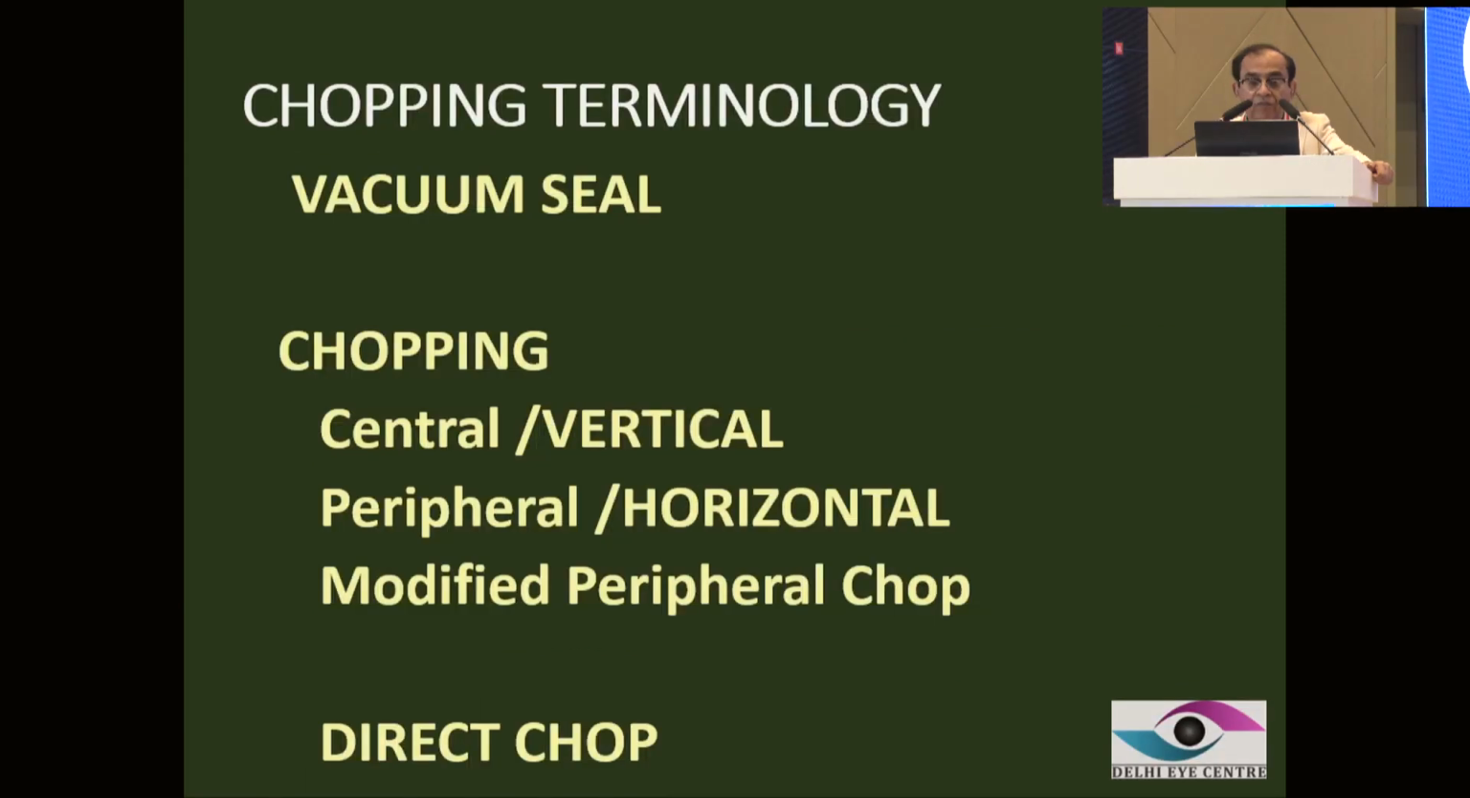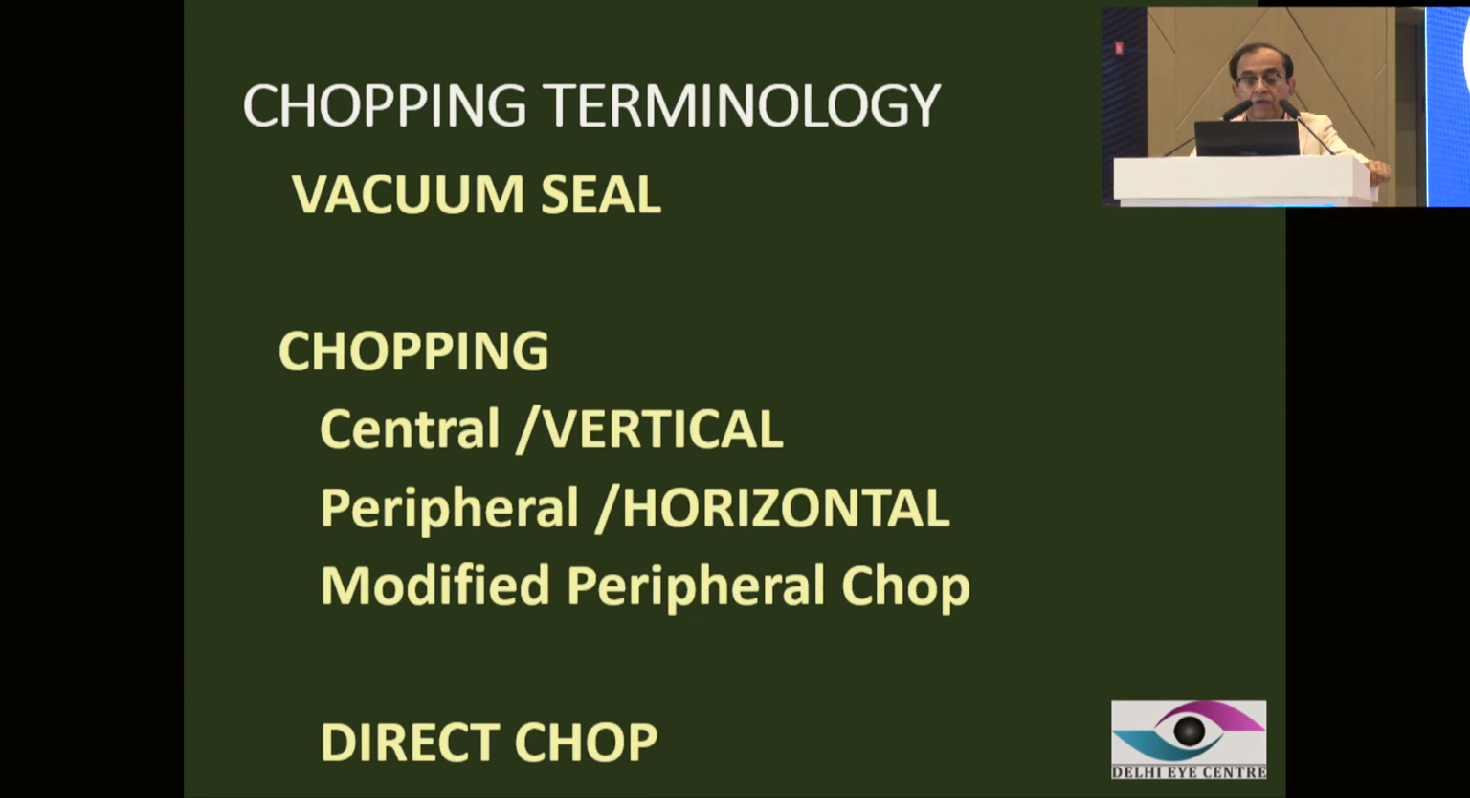mode. When you do the chopping, we need to understand the terminology of vacuum seal. Vacuum seal means once you bury your tip with the energy inside, lift your foot to the aspiration mode, and the nuclear fragment is held at the tip. It is sealed. The tip is sealed by the vacuum suction. It is called a vacuum seal, so that the nuclear fragment is lollipopped or held over there.